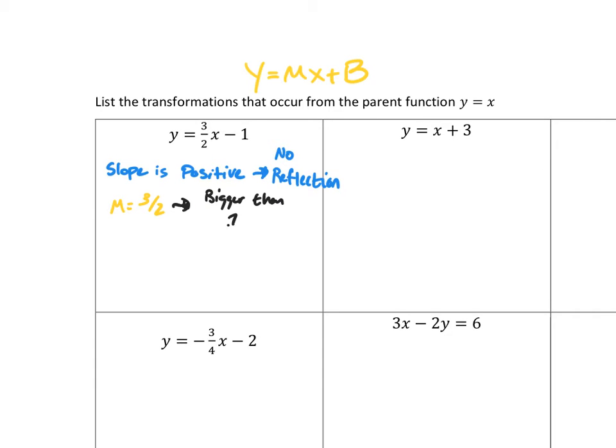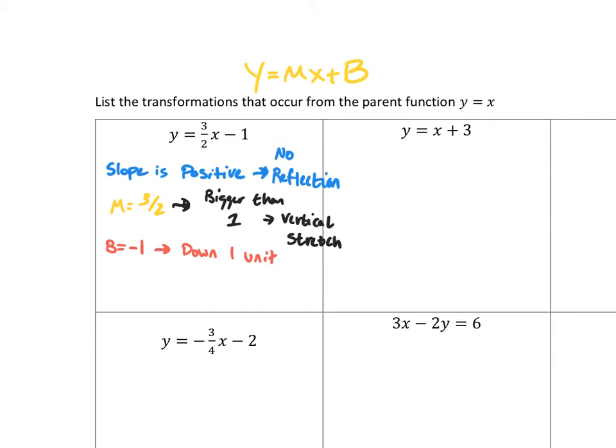Okay? Bigger than 1. So that means I have a vertical stretch. Because whenever your slope is bigger than 1, it is a vertical stretch, because you're stretching it versus a vertical shrink. Then the last thing I need to look at is my y-intercept. Well, my y-intercept is -1. Your y-intercept simply looks at shifts up and shifts down. Well, since it's -1, I would say it shifts down 1 unit.